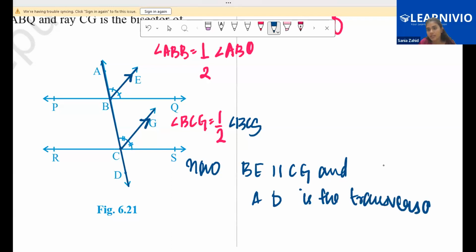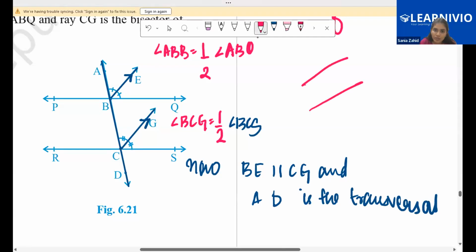Right. So can I say that if I copy this figure over here, do I have a figure like this? Two parallel lines and then a transversal. So two parallel lines, this angle and this angle are what kind of angles? They're what kind of angles? Corresponding. Are they corresponding angles?